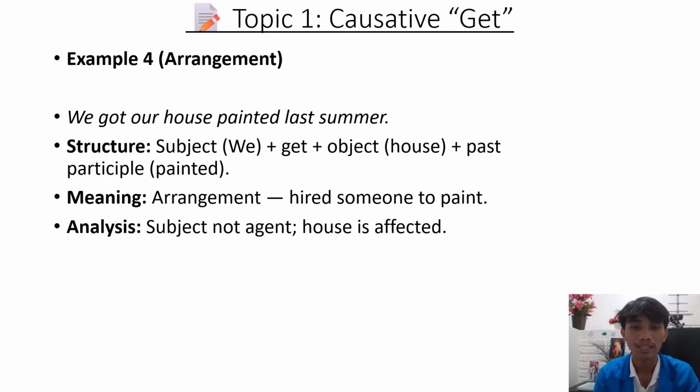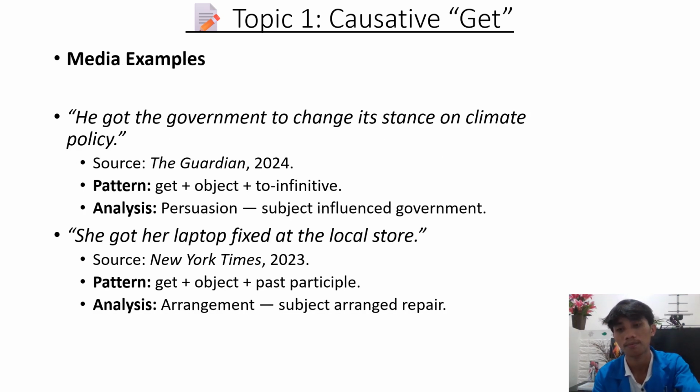Example 4, arrangement. Sentence: we got our house painted last summer. In this sentence, the subject is we, the verb is got, the object is our house. The action is expressed with the past participle painted. The meaning is that we arranged for someone to paint the house. The subject is not the agent of the action. The house is the affected object.